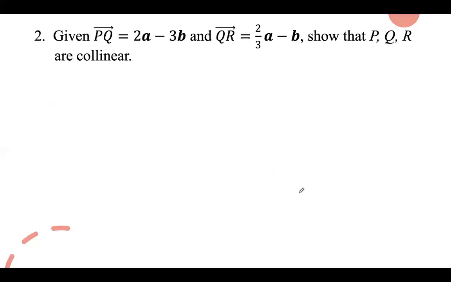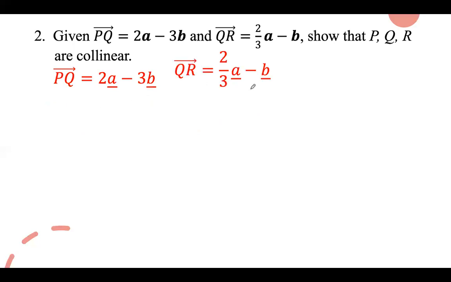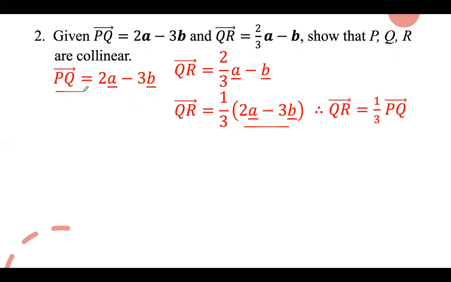Example, question number 2. If PQ equals 2A minus 3B, QR equals 2 over 3 A minus B, then show PQR is collinear. Your QR is 2 over 3 A minus B. So you factorize out 1 over 3. So you get 1 over 3 times 2A minus 3B. So 2A minus 3B is PQ. Therefore, QR equals 1 over 3 PQ. So PQ equals 3QR.